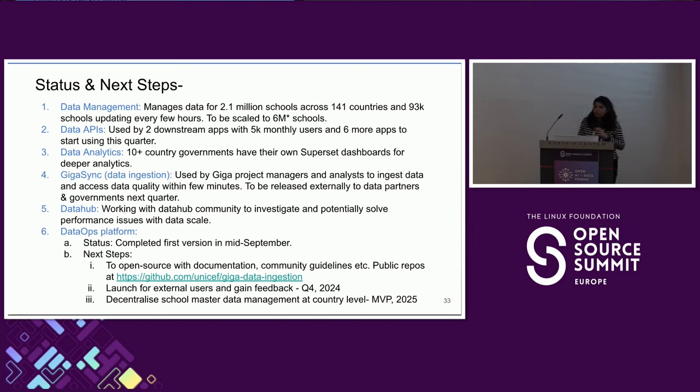Currently, these APIs are being used by two of our flagship products for now, Giga Maps and Giga Accounts, with 5,000 monthly users. But we plan to make sure that every product uses the same API, so that will increase our pings to the API. So we need to make sure it's all working smoothly, there's no lag and stuff like that. So, just scaling up on the data APIs.